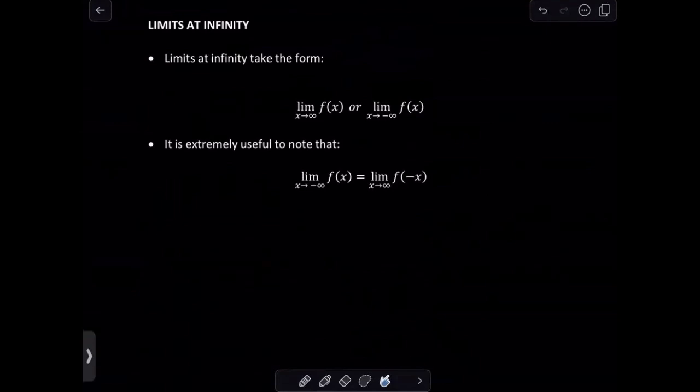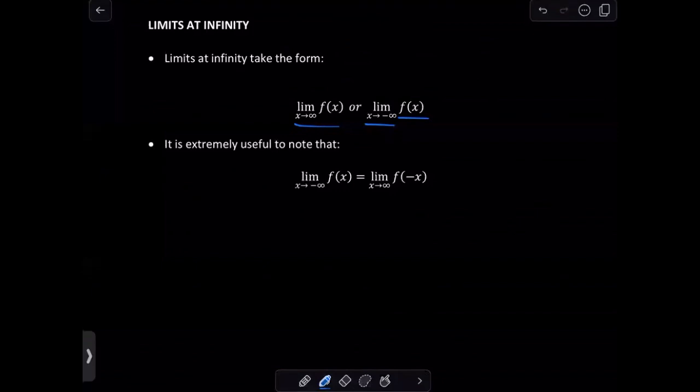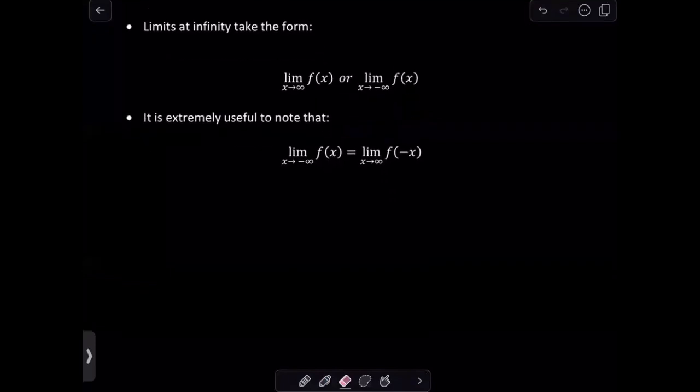So limits at infinity take the form of the limit as x approaches infinity of a function f of x, or the limit as x approaches negative infinity of some function f of x. So limits at infinity are where the x variable is approaching either positive or negative infinity. Okay, so that's how you identify them.